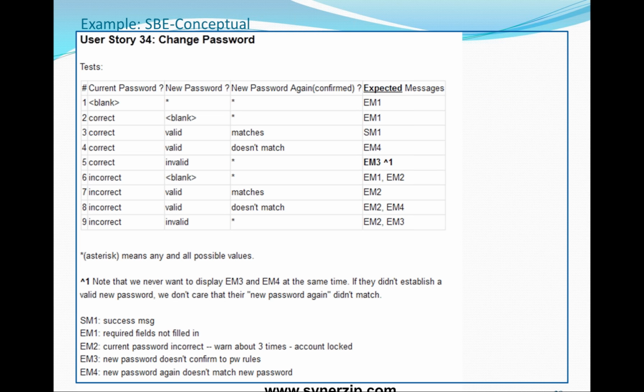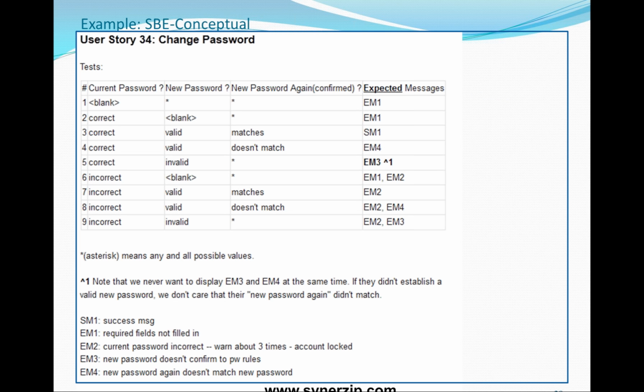So you'll notice the 3 columns on the left, the current password, new password, and new password again, have a question mark. That means they're inputs. And I think that's a convention used in the FitNesse testing tool. And then on the right side, the expected is the expected output. So, for instance, line number 3, I enter the current password, which is correct. It's the correct current password. Then I enter a new password that's valid, which means it passes the password rules. And then I enter the new password again to confirm, and it was successful, right? And so that's the success message.